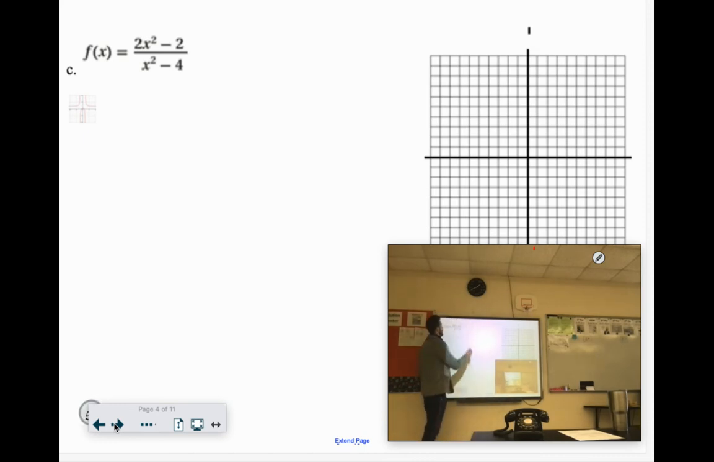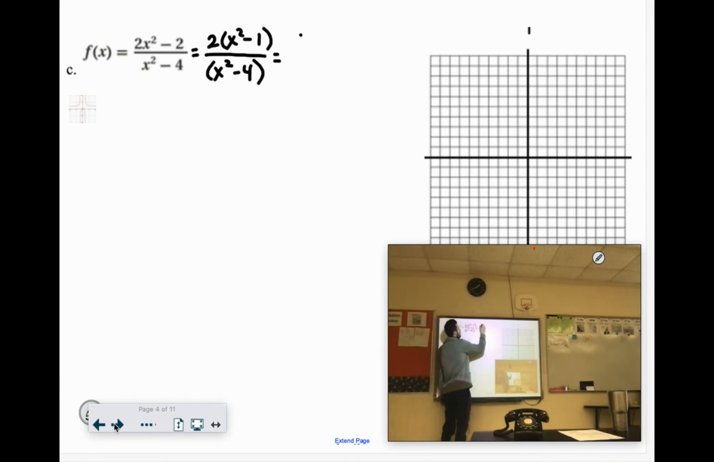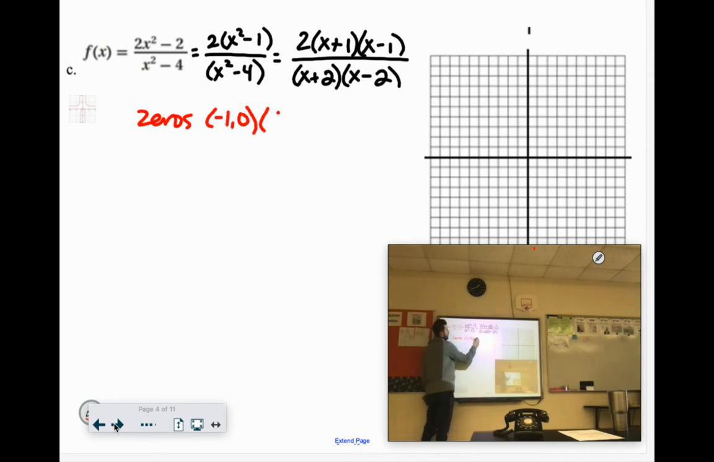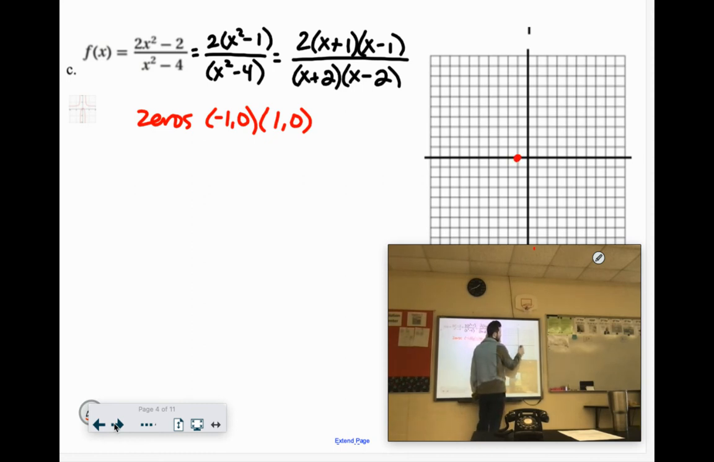Let's factor this. Up top, we can factor out a 2, which would leave us with x squared minus 1. Now that's a difference of squares, which we also have in the denominator. So that'd be x plus 1, x minus 1, over x plus 2 times x minus 2. The numerator gives us the zeros. So that would be negative 1, 0, and positive 1, 0. So let's go ahead and get those on the graph.